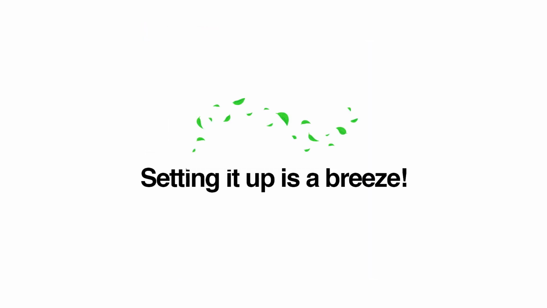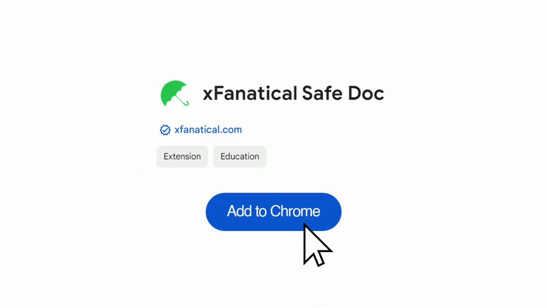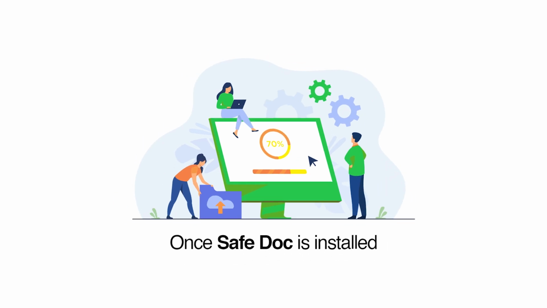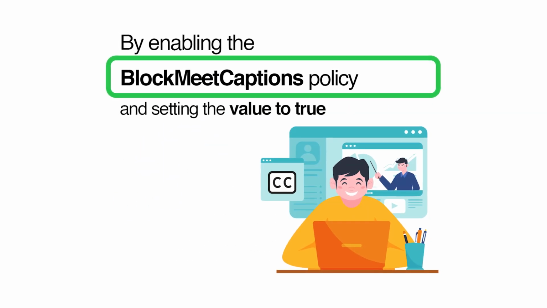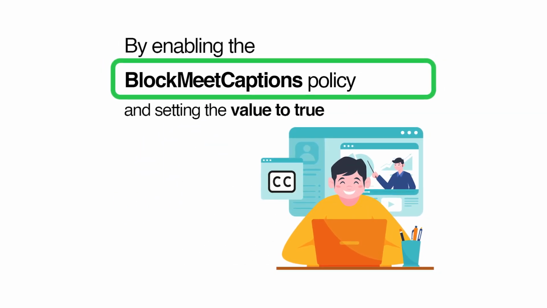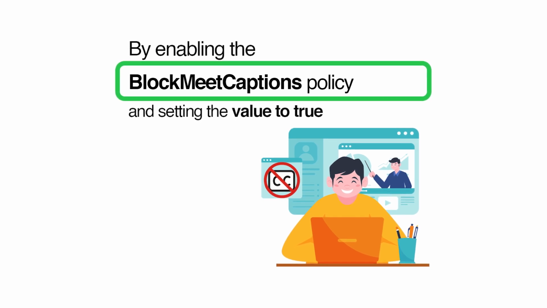Setting it up is a breeze. Go to the Chrome Web Store page, search for SafeDoc, then click Add to Chrome to add this extension. Once it is installed, by enabling the Block Meet Captions policy and setting the value to True, you can remove the caption options in Google Meet easily.